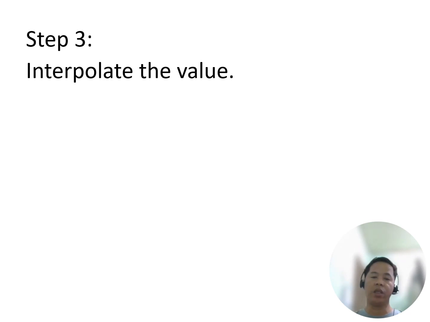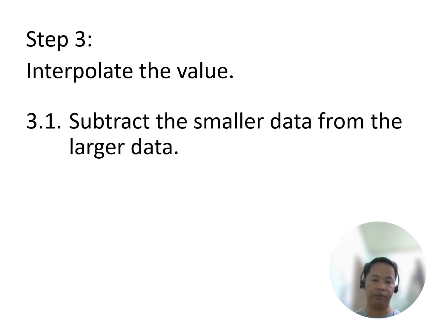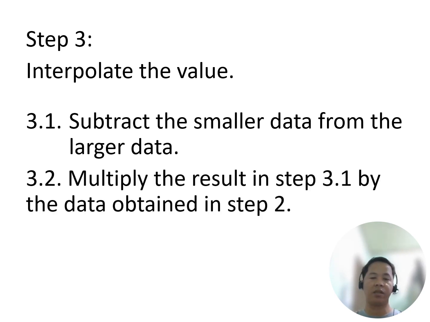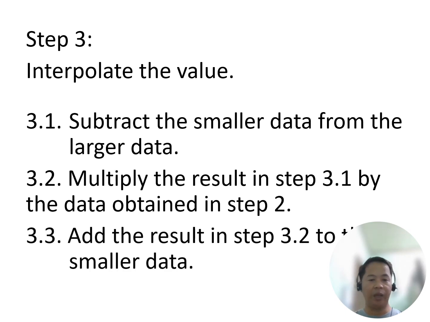Step number 3 is to interpolate the value. And in this step, we have 3 sub-steps. First step is to subtract the smaller data from the larger data. The second one is to multiply the result in step 3.1 by the data obtained in step number 2. And the last step is to add the result in step 3.2 to the smaller data.